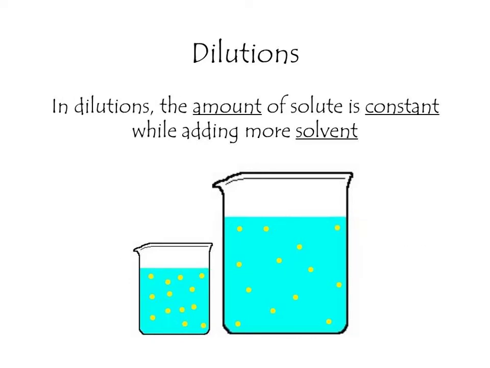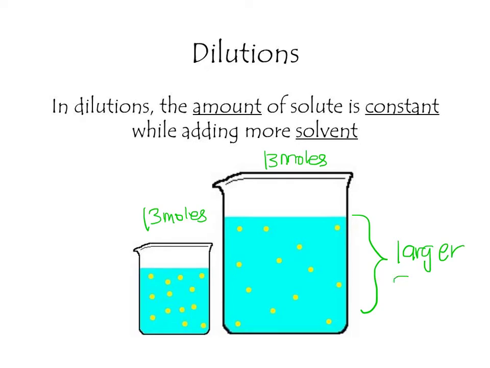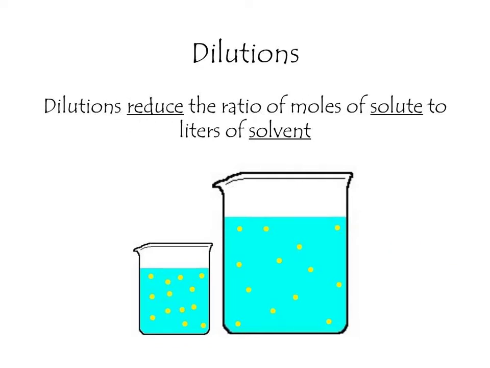And in dilutions, the amount of the solute remains constant. So 13 moles and 13 moles, but the key thing was this had a larger volume. And if you have a larger volume, that means your concentration is going to be smaller. Dilutions basically reduce the ratio of moles of solute to liters of solvent.